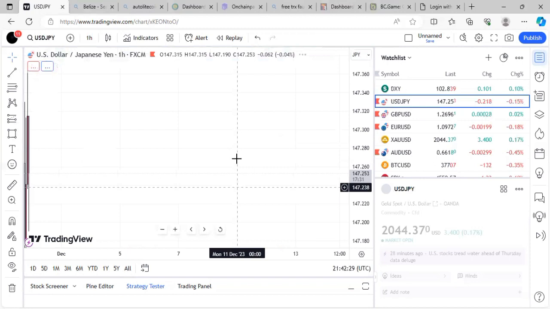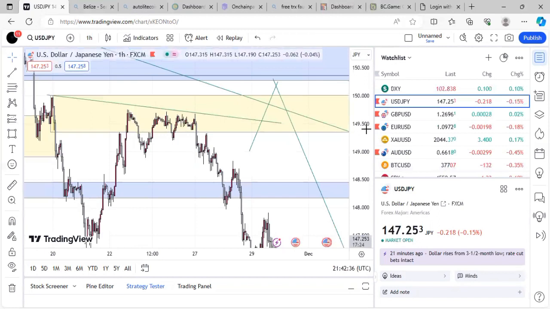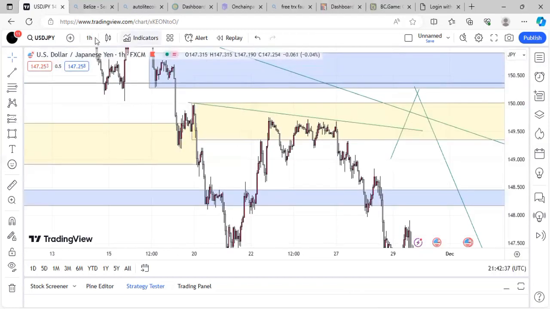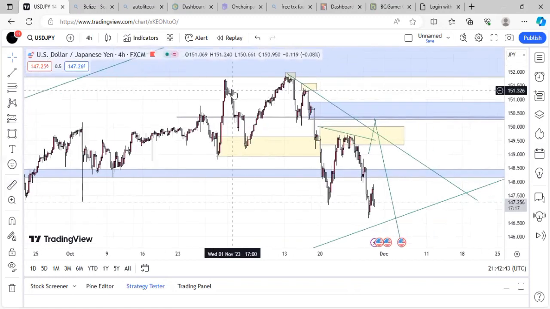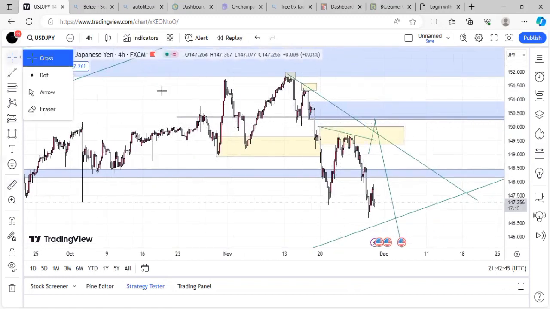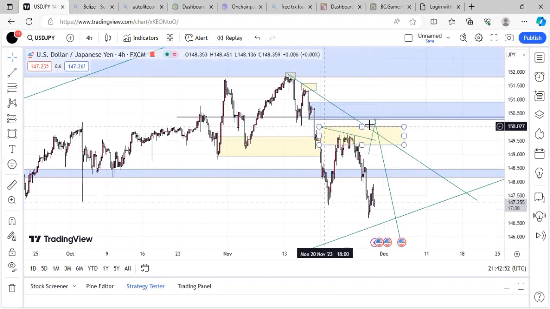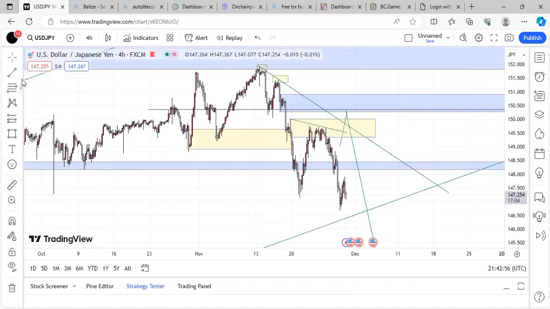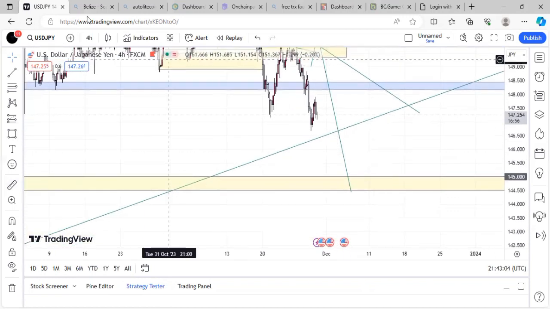I think these are the two pairs. On UJ, where I wanted to enter was this region. Remember, like I said in our last video, I was looking for price to come back to this point before selling. But still, I'm still looking at this region right here. If I can get a push back to this point, then I'll be looking for price to come.